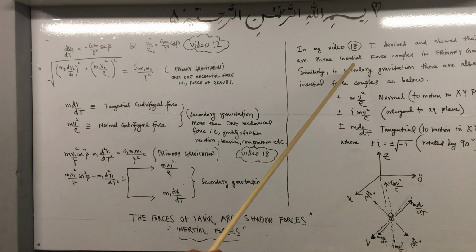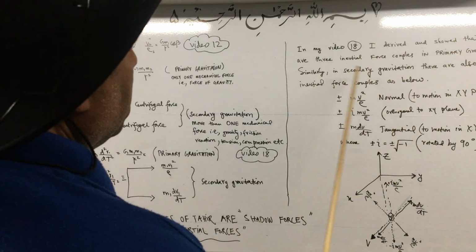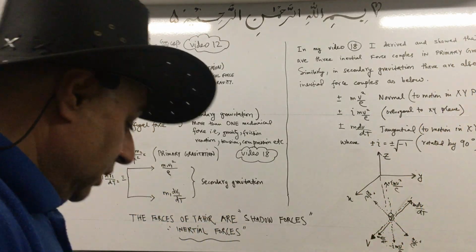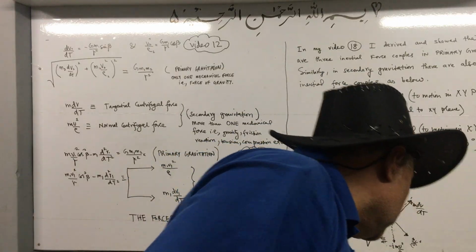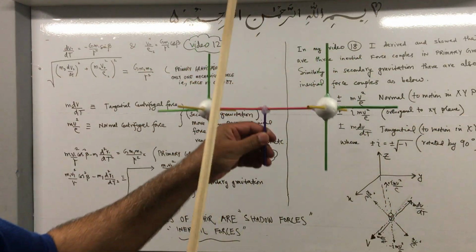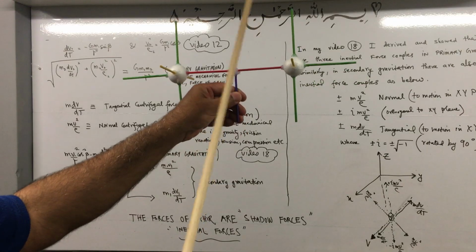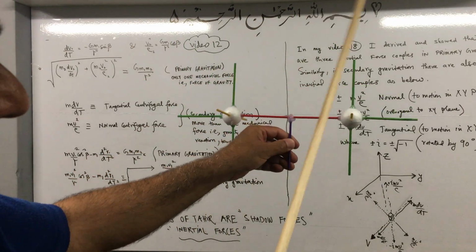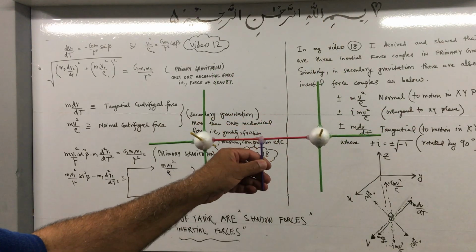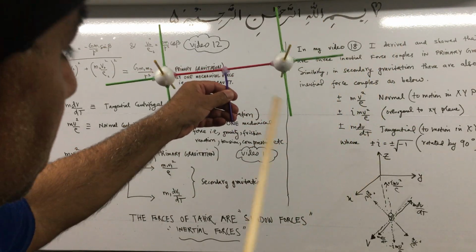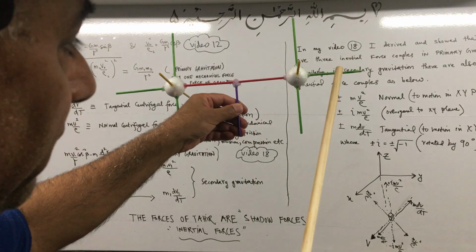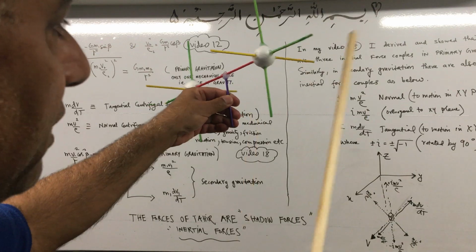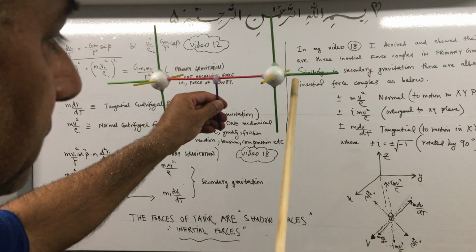In my video 18, I derived and showed that there are 3 inertial force couples in primary gravitation. Okay, so in my video, I showed, let's say if we cut this here and screen both of them from each other, none of them exert any gravitational force on the other, this will automatically replace with this couple, the green one. So one couple, second couple, and the third couple.